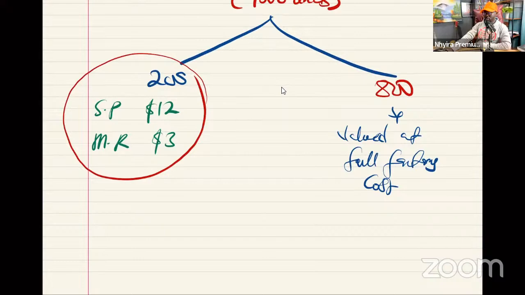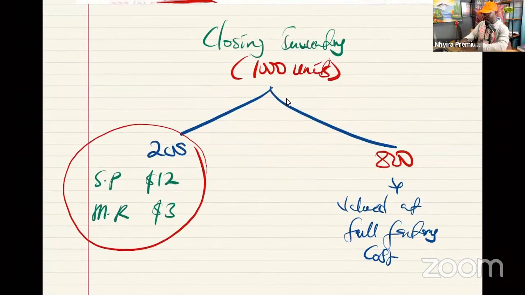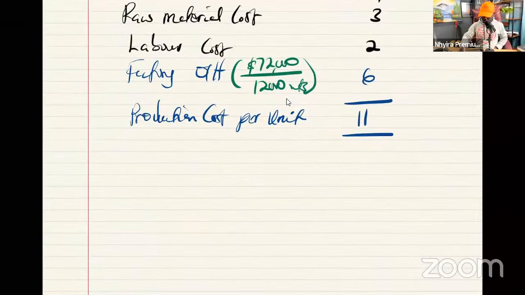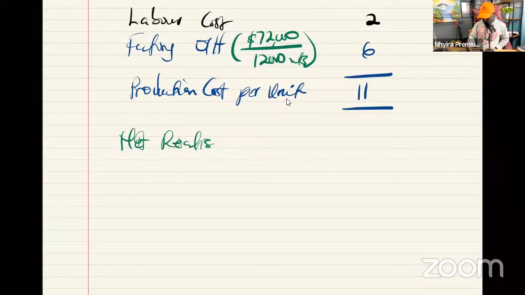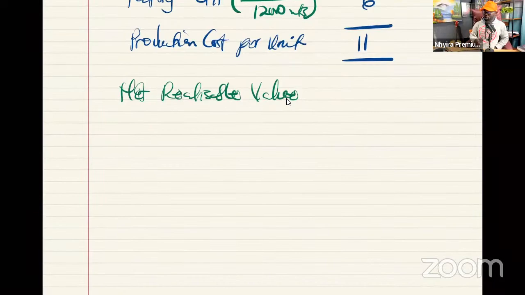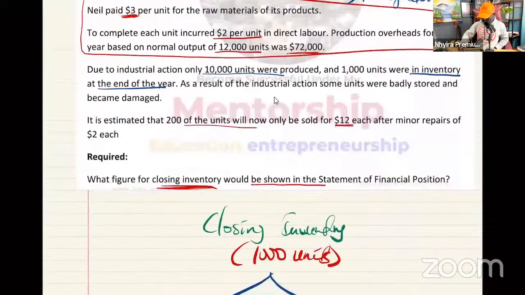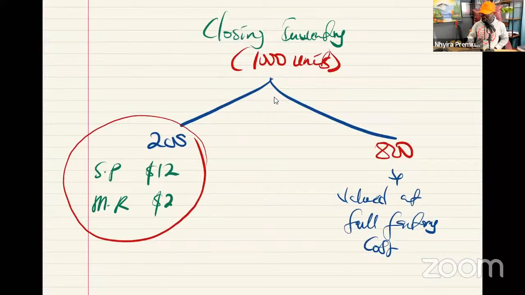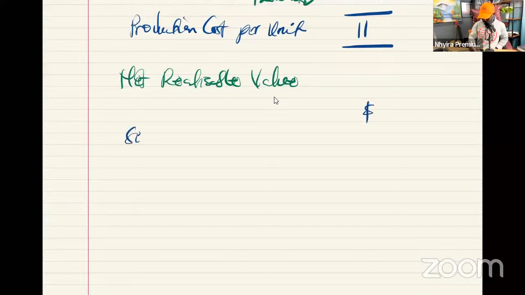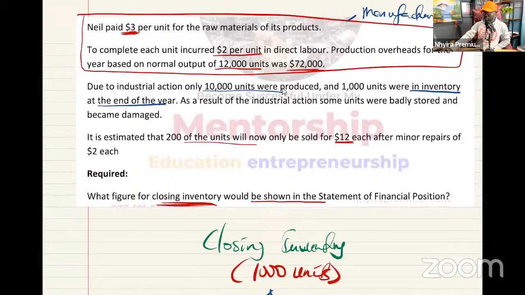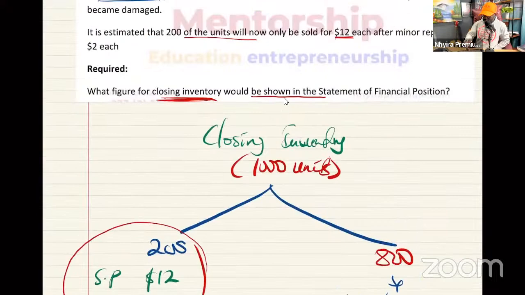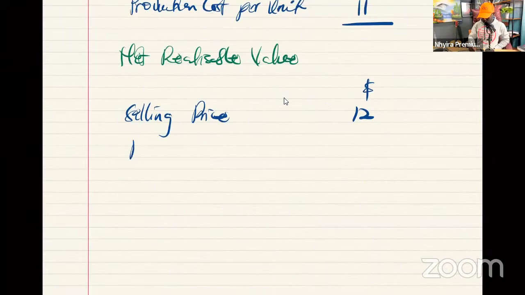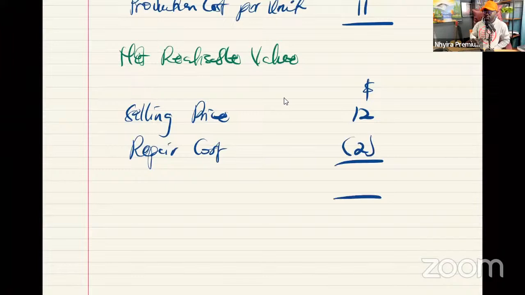So let's take it one after the other. Let's look at the net realizable value for the damaged goods. We would have to look at the minor repairs of $2. We're going to bring in the selling price. We are told the selling price is $12 in the question. Then we are told that the repair cost is $2 per unit, so we deduct that repair cost. We don't have cost to sell here. So our net realizable value is going to be $10.